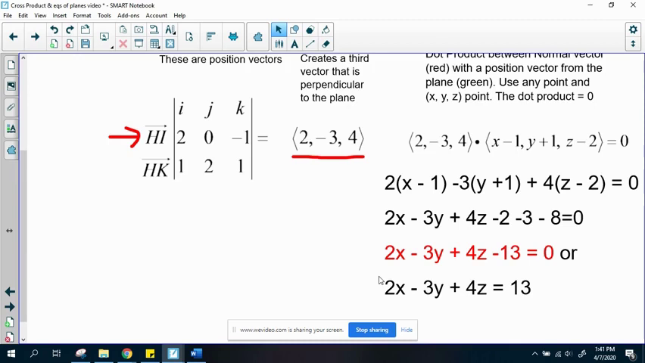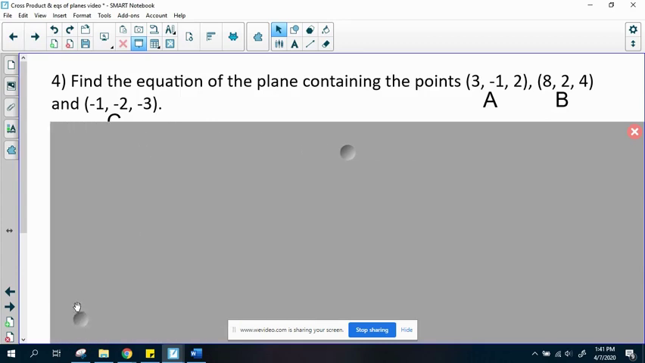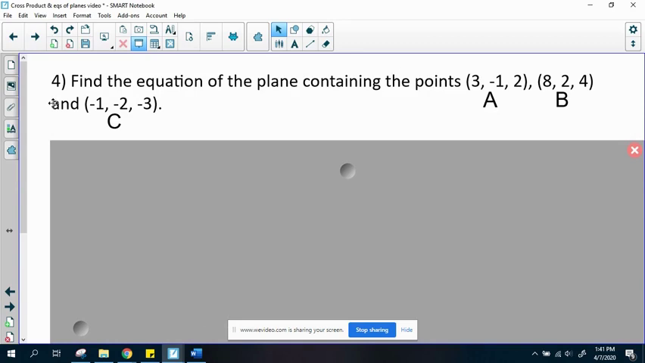So it's kind of a long process, but that's mainly what the cross product is used for. I'll give you one more example, and feel free to pause it along the way to try it on your own. I'm going to find the equation of the plane containing the points A, B, and C. It really doesn't matter what you call them. Again, these are points, and I need to cross vectors.